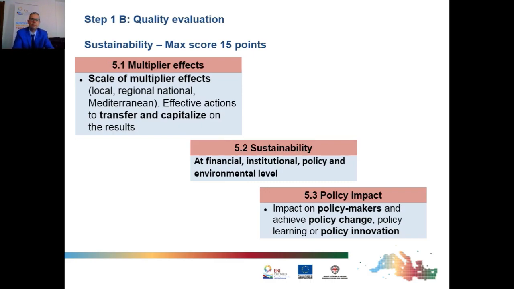Section number 5 of the quality evaluation is about sustainability of the proposal, and here we have 15 points maximum score, as this section contains 3 criteria only. The first criterion concerns multiplier effects.